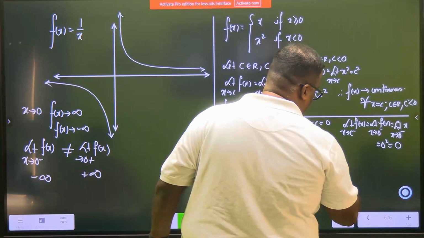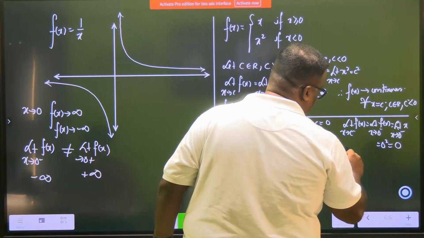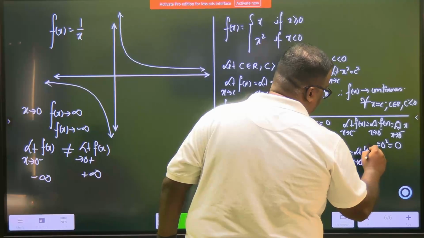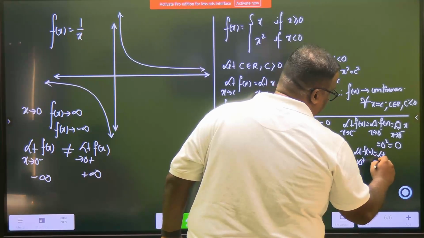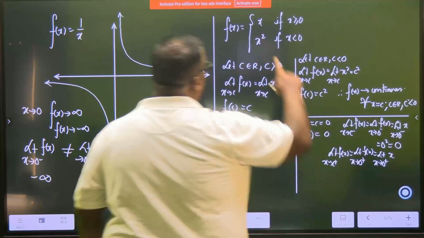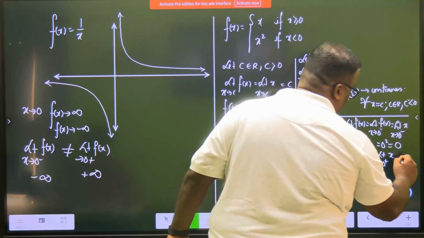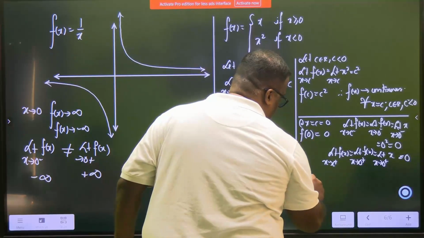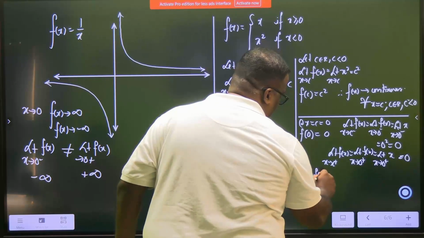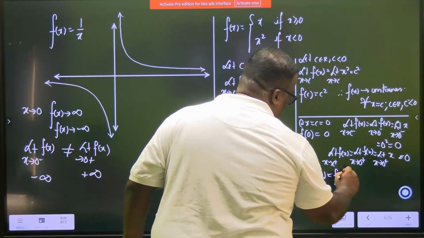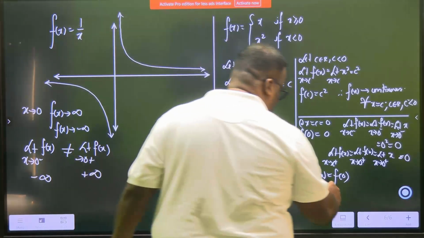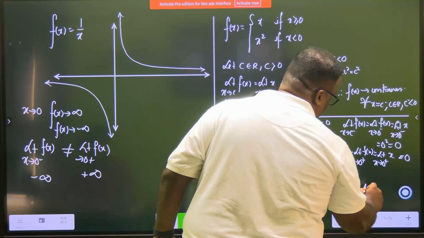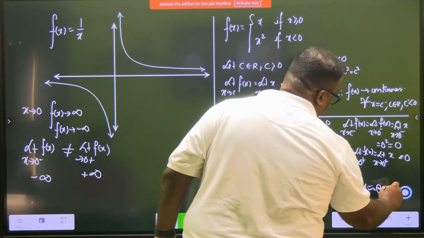Limit x tends to c plus f of x is the same as limit x tends to 0 plus f of x, which is the same as limit x tends to 0 plus x. 0 plus means on this side, and this value is also 0. Wow! So we say limit x tends to 0, f of x is equal to f of 0. Therefore, f of x is continuous at x equal to 0.